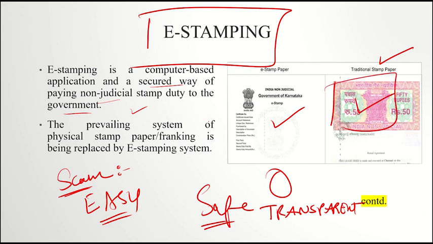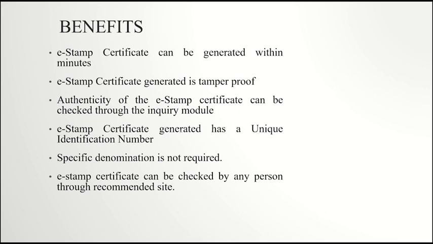And now because it is a non-judicial stamp paper, we can have a computer based application. It will look like this. This is an example from Government of Karnataka. It will have a unique number over here, and that is the reason why it cannot be cheated and you will be having safety. So e-stamp can be generated within minutes. E-stamp is generated tamper proof. Then authentication of stamp can be checked through inquiry module. Then e-stamp certificate is generated with a unique identification number, and specific denomination is not required.